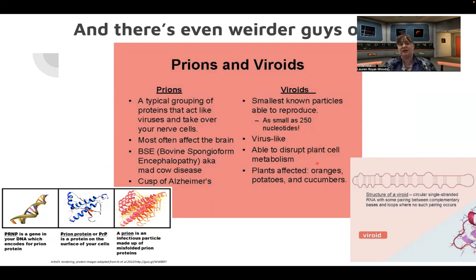Unfortunately, maybe for us, but especially for farmers, these guys go after plants more than animals. So prions are usually in the animal department, viroids in the plant department. Like this right here, it's literally a structure of a single stranded RNA line that's looped around. And that's it, with some voids right here where nobody can pair up, mismatches. They affect oranges, potatoes, and cucumbers. So yeah, they're in our crops, unfortunately. They don't hurt us, but they do screw up our crops.